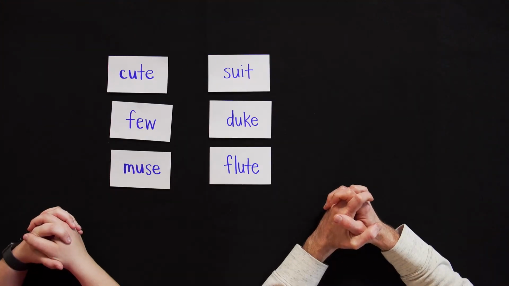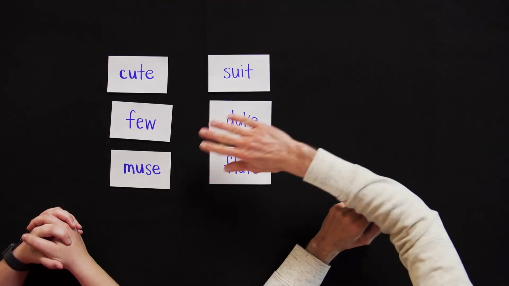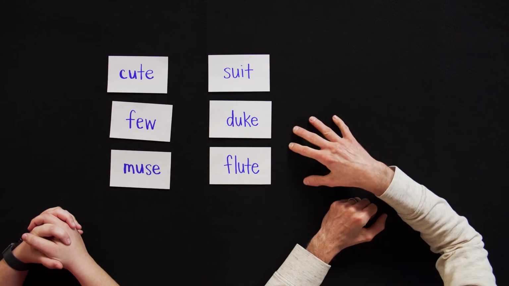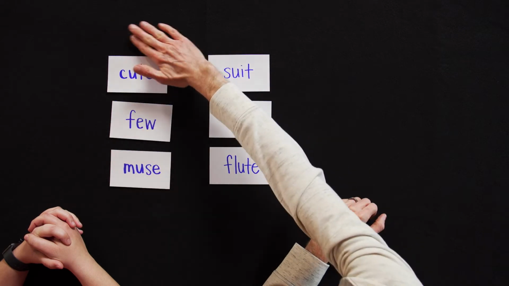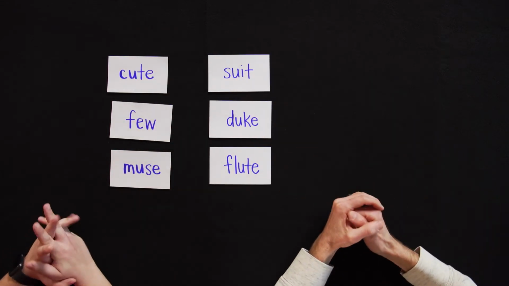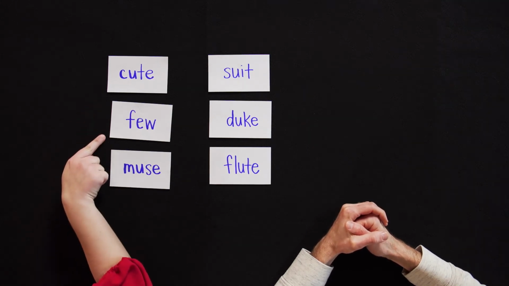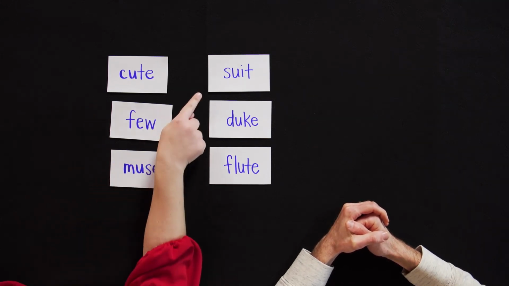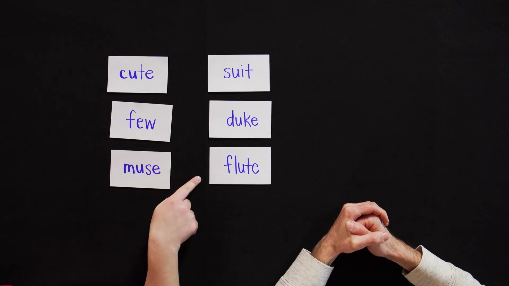For this activity, we're going to think about these words that I've shown you here. I want you to read the words out loud and think about how they sound. What makes the words in column A, right here, different from these words in column B? Okay. Cute, few, muse, suit, duke, flute.